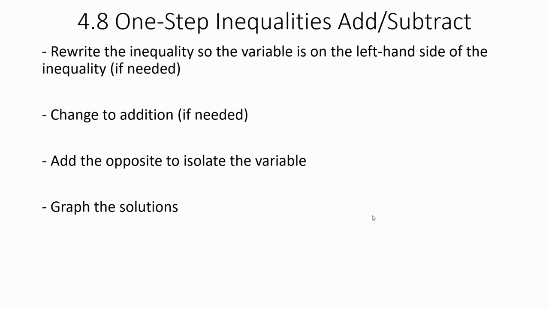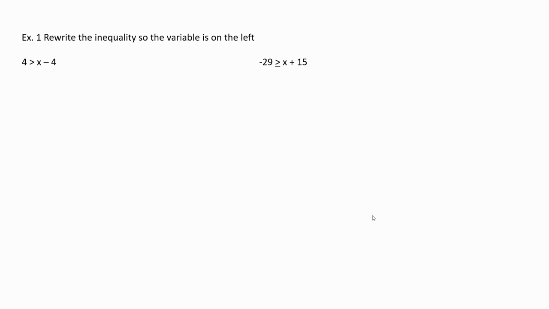After you rewrite or flip the equation, if you need to, then you can change your subtraction to addition again if you need to. Remember, you always change to plus the opposite. After you do that, the only step that you have to do is add the opposite to get the variable by itself. Okay, it's just a one-step inequality. And then lastly, you'll graph the solutions. So example 1, we're just going to rewrite the inequality so the variable's on the left.